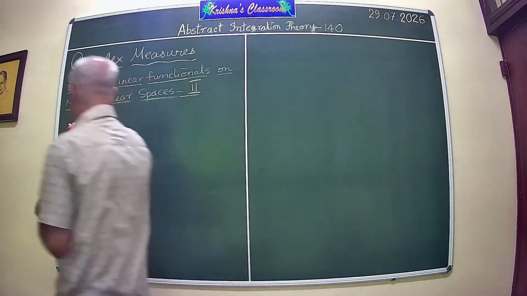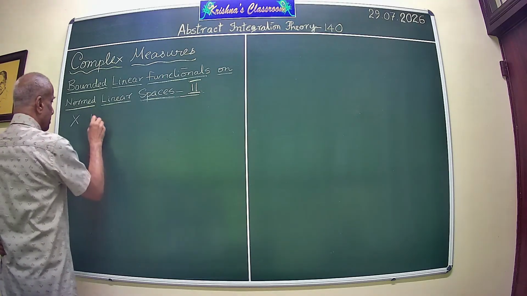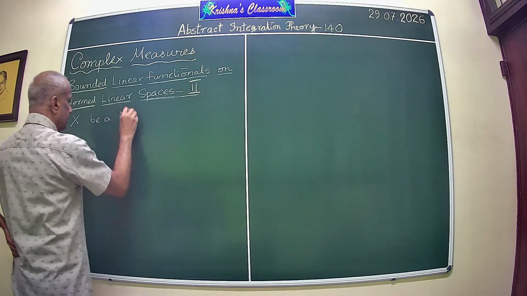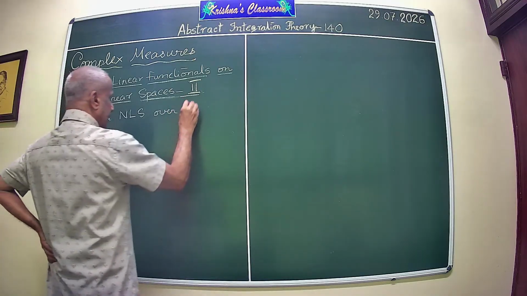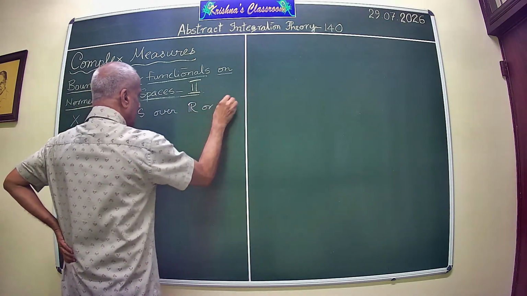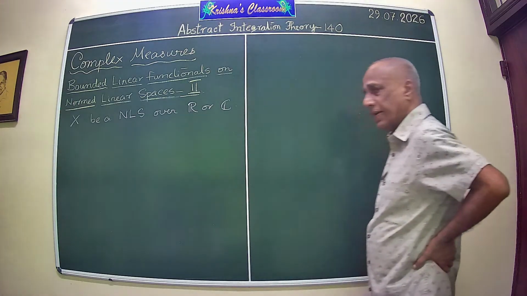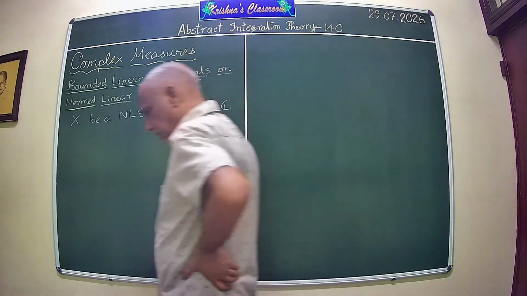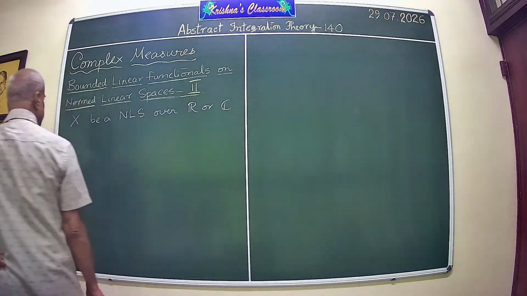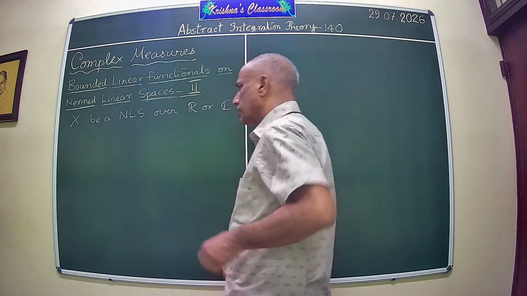recall the following. So let X be a normed linear space over R or C. So the field we take as either R or C, depending on which, it will become a real vector space or real normed linear space or a complex normed space.